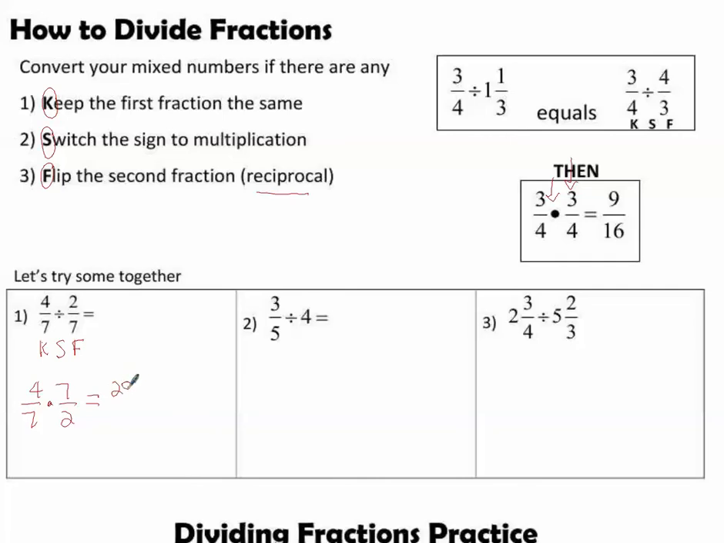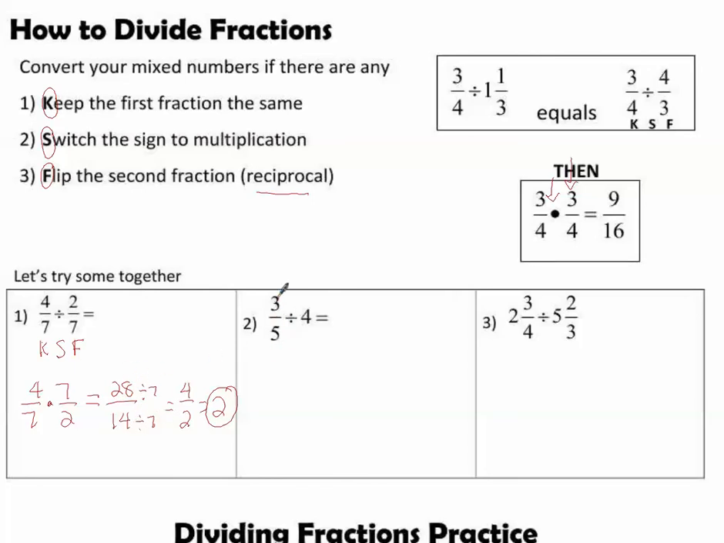4 times 7 is 28. 7 times 2 is 14. This does reduce by 7, to give you a simplified fraction of 4/2, which keeps going. 4 divided by 2 is 2. If you can see that that's divisible by 14, you can divide by that instead.